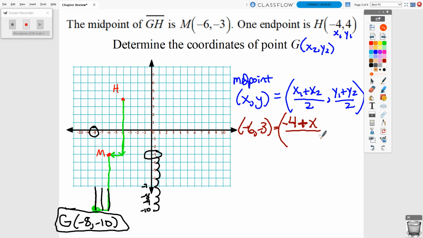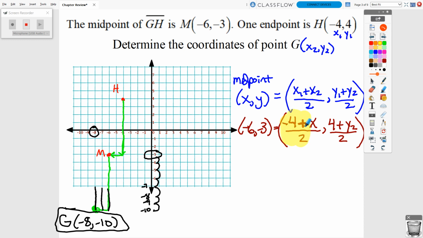It really doesn't matter. I could have x plus -4 if you wanted to, divided by 2, and then y1, the first y coordinate of one of our endpoints, is 4, plus, I don't know the other y coordinate. That's what I'm trying to figure out with point g. I add those together and divide by 2, because the midpoint is like the average of our two endpoints. But we have to think of it as really two averages, the x coordinate average and the y coordinate average. So now we get to take this and make two equations, okay?